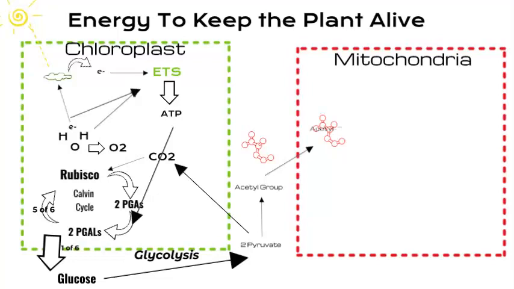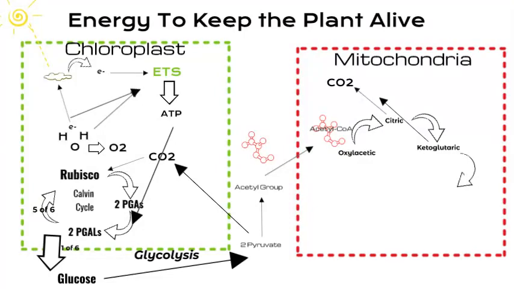and create citric acid. Citric acid will lose a carbon dioxide to become ketoglutaric acid, which in turn will lose a carbon dioxide to become a succinic acid. Succinic acid is then rearranged into the starting oxaloacetic acid. This process is known as the Krebs cycle.